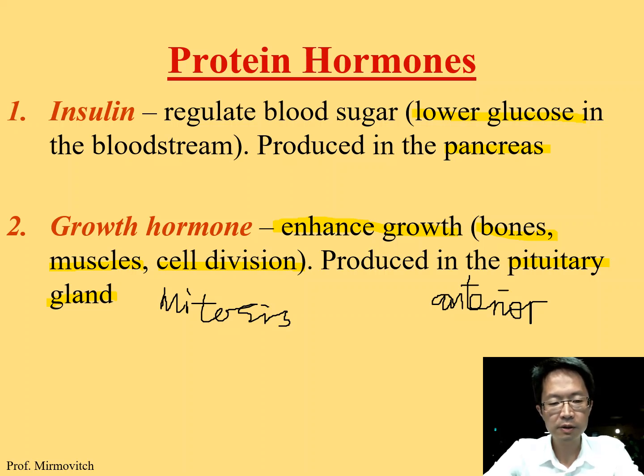The hypothalamus will secrete something called growth hormone releasing hormone, GHRH. GHRH, growth hormone releasing hormone, will bind to the anterior pituitary gland. When GHRH binds to the anterior pituitary gland, the anterior pituitary gland will produce growth hormone to go to the bloodstream.